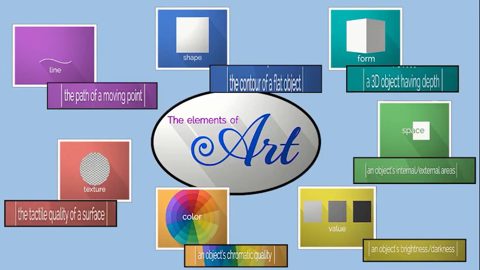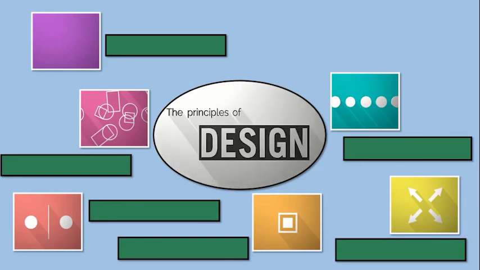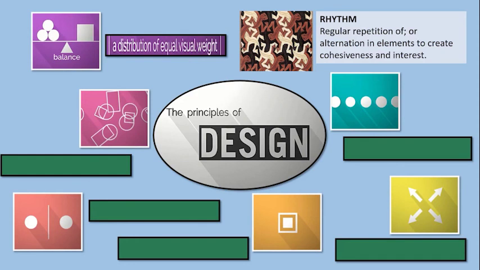Let's move on to principle of design. There are also 7 principles of design. First is we have balance. Balance is a distribution of equal visual weight. Next is rhythm. Rhythm is a regular repetition of or alternation in elements to create cohesiveness and interest.